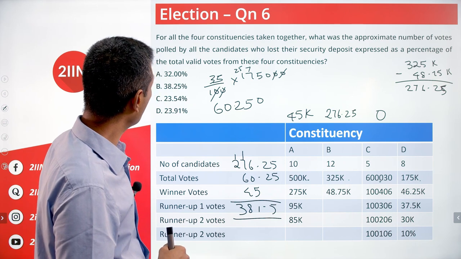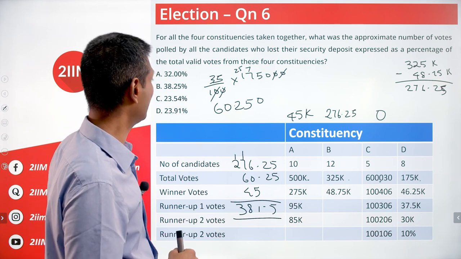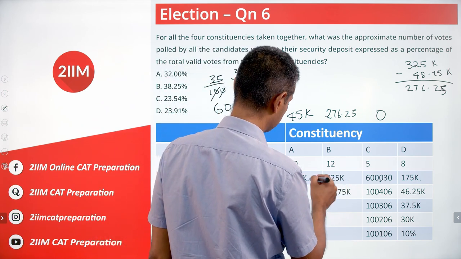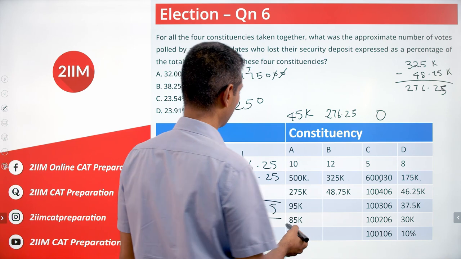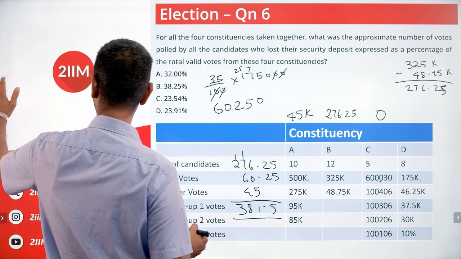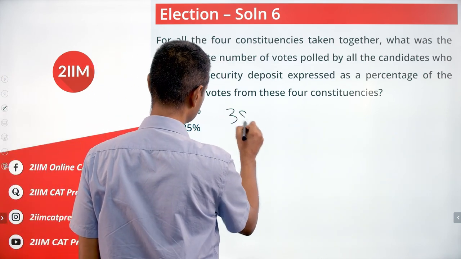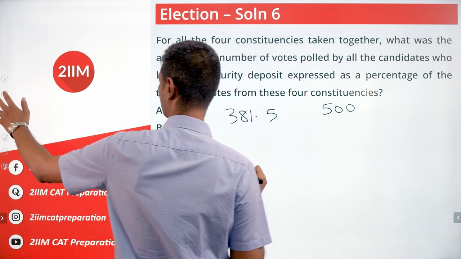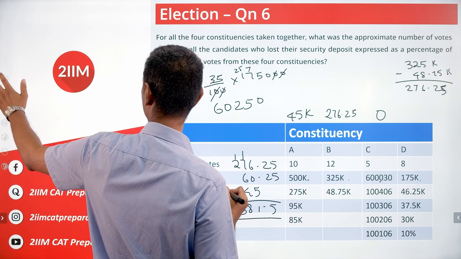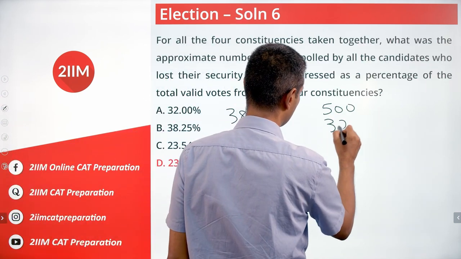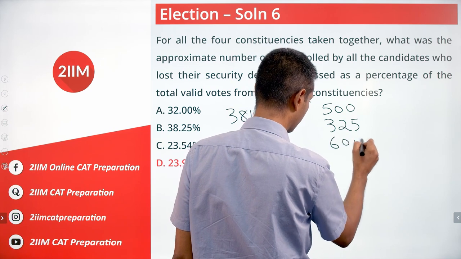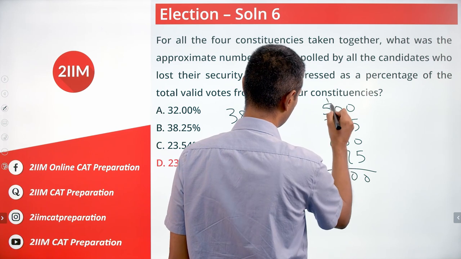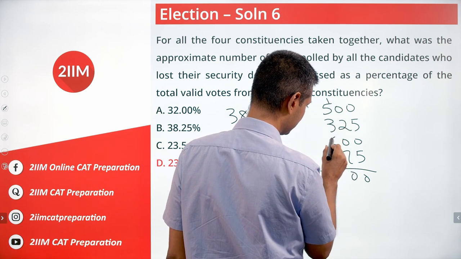Right? And then what is the percentage of total valid votes? Total valid votes is 500, 325, 600, 175. Let's add all of that. 381.5, I know I have. So I have 500. Just go back and look at these numbers. 325, 600, 175. This is 0, 0, 1, 6, 9, 15, 16.